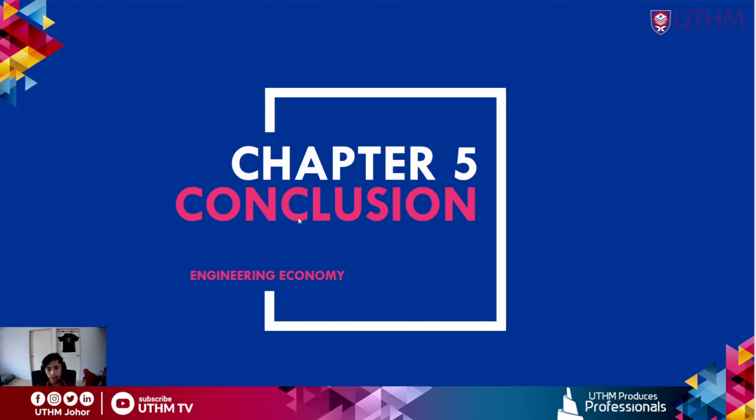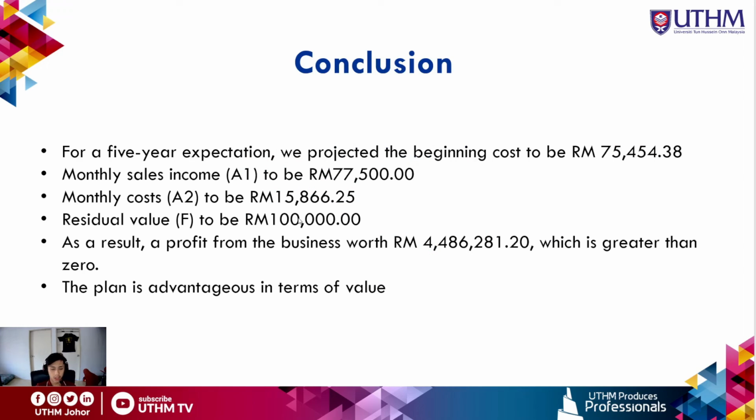Next, we proceed to chapter 5, which is the conclusion. In the conclusion, we can say that for a 5-year expectation, we projected the beginning cost to be RM 72,454 and 38 cents. The monthly sale income will be 77,500 ringgit. The monthly expenses are 15,866 ringgit and 25 cents. The residual or salvage value is assumed to be 100,000.